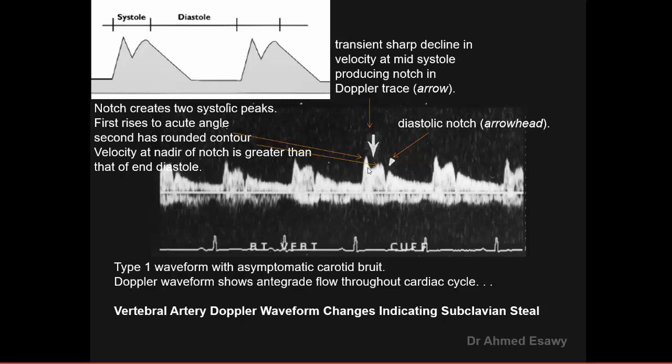We found this notch greater than any diastolic velocity. We also found a diastolic notch present in early diastole. This is a type 1 waveform, seen with asymptomatic carotid bruit in the vertebral artery. This waveform should integrate flow throughout the cardiac cycle above baseline.